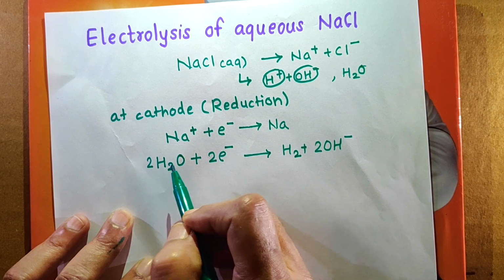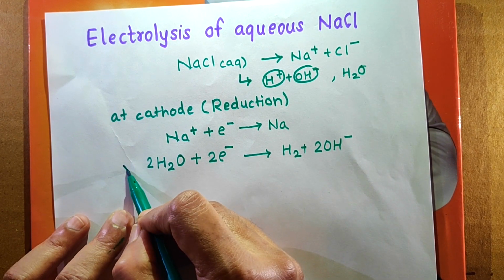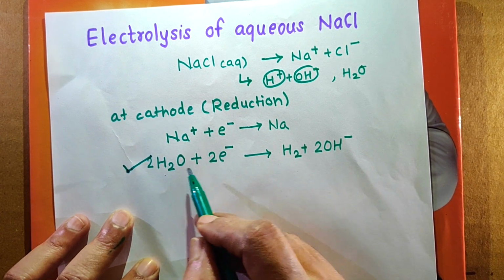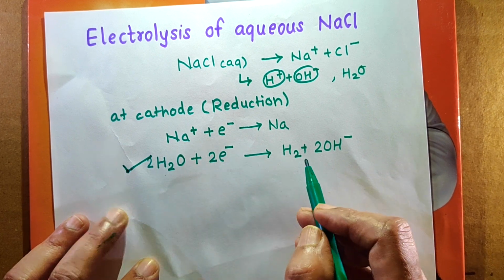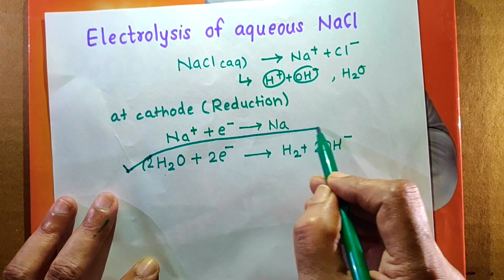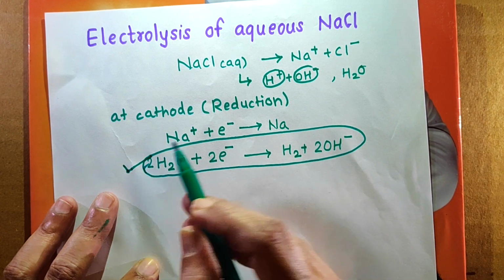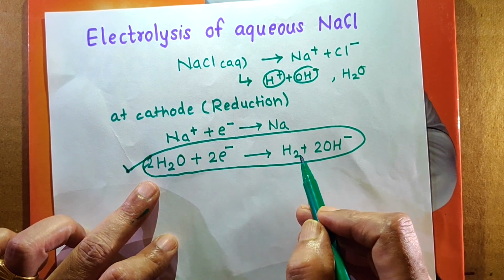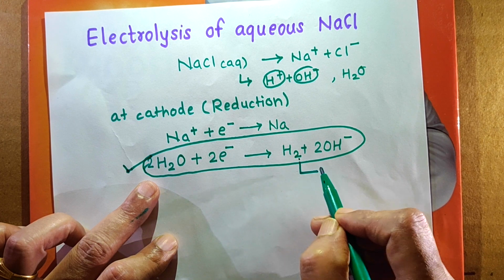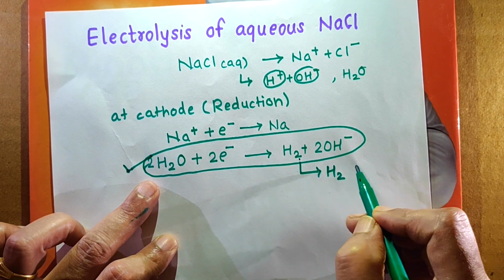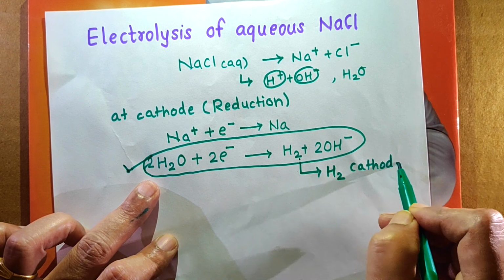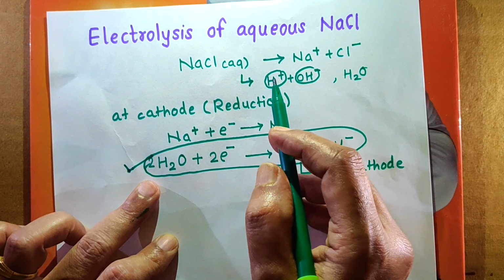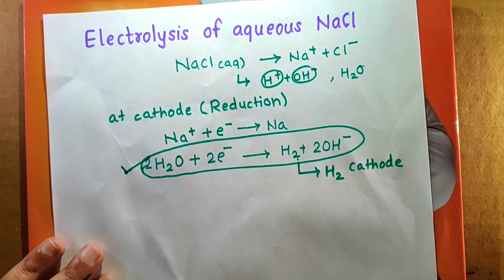H2O molecules will win this race, and so the reaction which takes place at cathode will be the reduction of water molecules to give hydrogen gas. So remember, in aqueous NaCl, the reaction which takes place at cathode is the reduction of H2O molecules to give hydrogen gas. So here hydrogen gas will be evolved at cathode. In molten NaCl, we said sodium metal is obtained at cathode. But in aqueous NaCl, we obtain hydrogen gas at cathode.